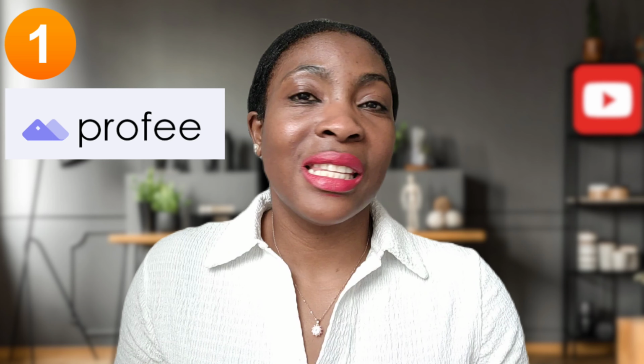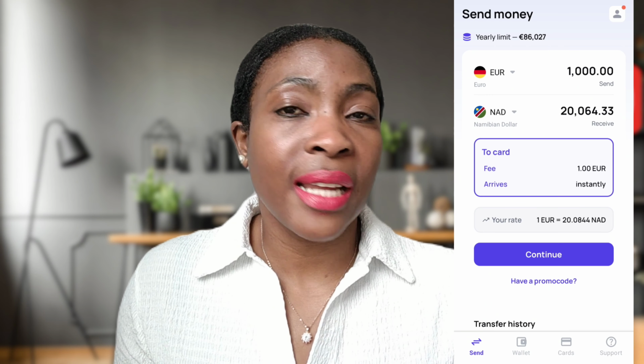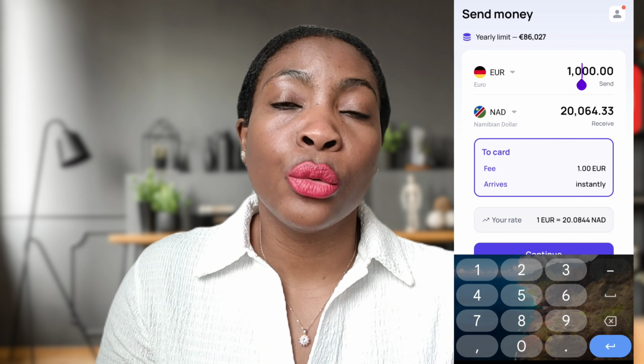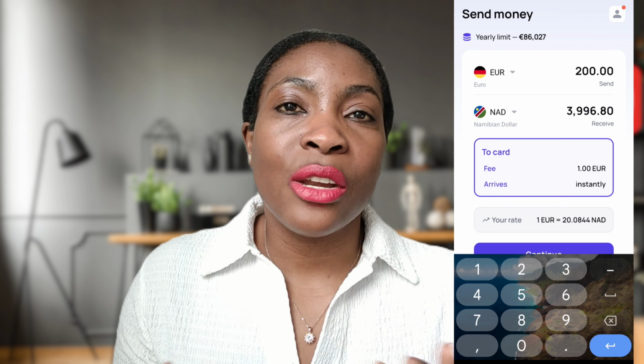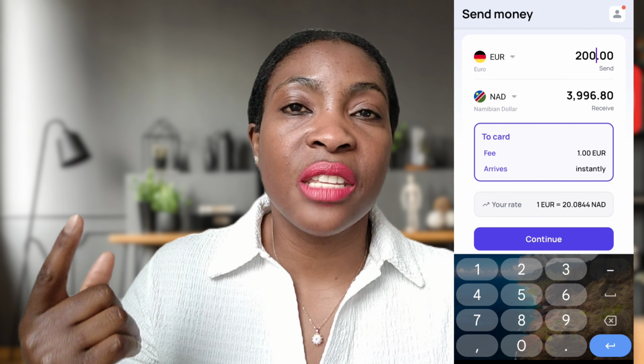This is by far, let's say, my favorite app to use. Profee is an international transfer provider, and they have very, very low fees when it comes to transferring. With Profee, they charge you an amount of €1, irrespective of what amount you are sending or where you are sending it to. That's the fee they charge, and there are no other charges when it comes to you receiving the money where you are sending it. So you will not be charged any other amount apart from that €1 when you are making the initial transfer.